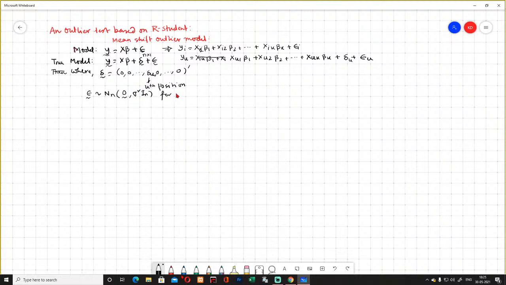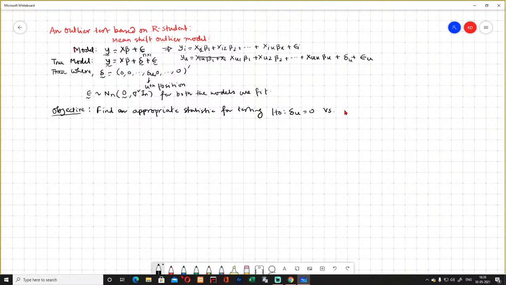For both the models we fit. And the objective is to find an appropriate statistic for testing H naught: delta u equal to 0 versus the alternative hypothesis delta u not equal to 0.